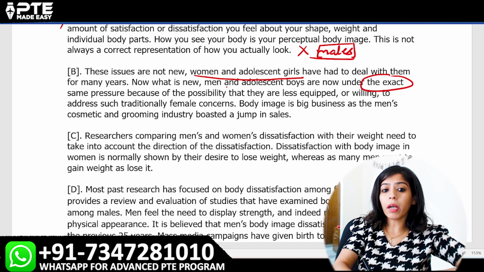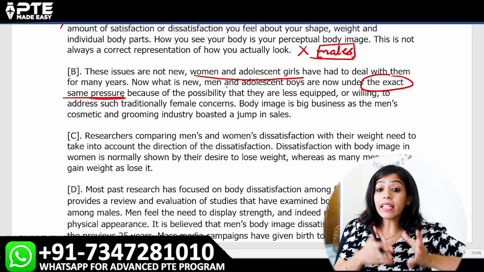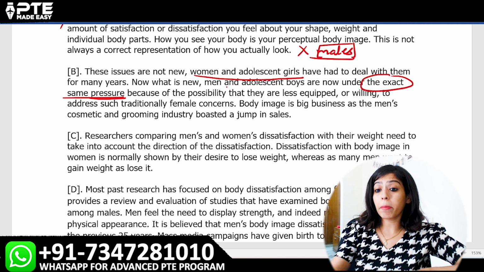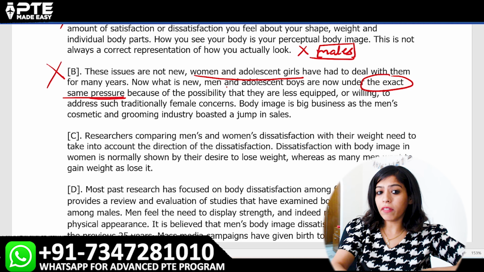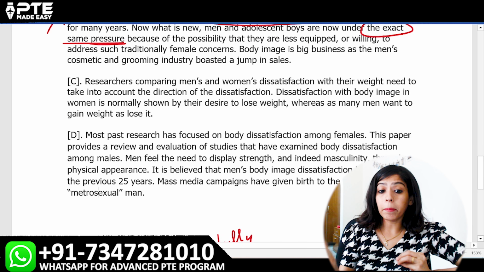They were not talking about exact same pressure, they were talking about more. It is increasing among males now. Body image is a big business as the men's cosmetic and grooming industry boasted a jump in sales. So, no, this is what they were not talking about. Cross. You need to find the exact meaning.